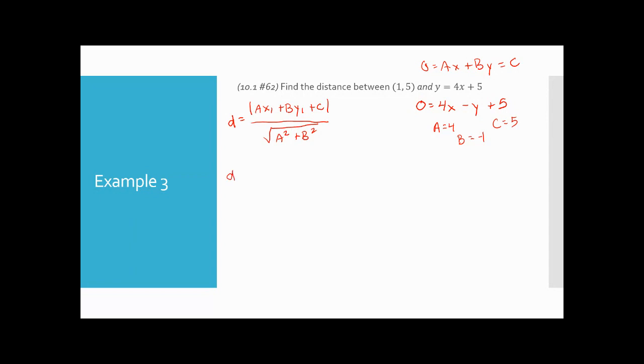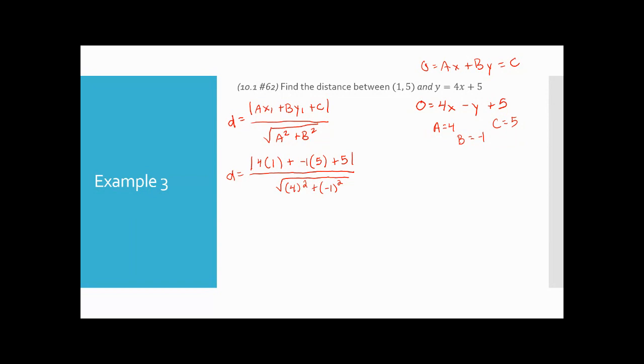So I'm going to plug in my numbers. That's a times x1. So a is 4, and then x1 is our point, the x value of 1. So that's 4 times 1 plus b, which is -1, times the y value of 5, and plus c, which is 5. And then we're dividing by the square root of a squared, so that's 4 squared plus b squared, which is -1 squared.